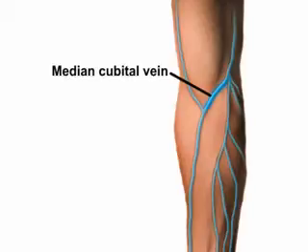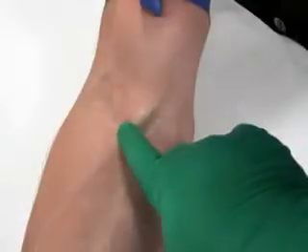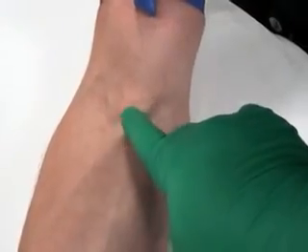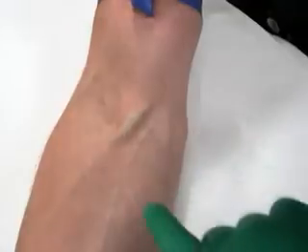The median cubital vein, which crosses the antecubital fossa, is frequently cannulated in acute situations, as it accommodates large-bore catheters and may be easier to cannulate.